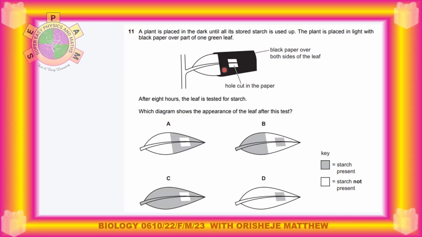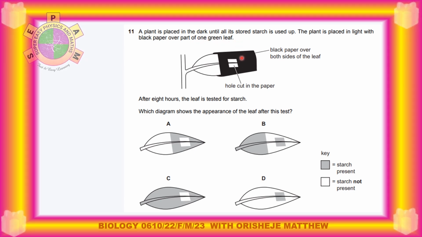This one I was telling you that we'll be talking about question 11, test for starch. A plant is placed in the dark until its stored starch is used up. Take note of this detail. Its stored starch is used up. The plant is placed in light with black paper over parts of one green leaf. So you have this graph paper.